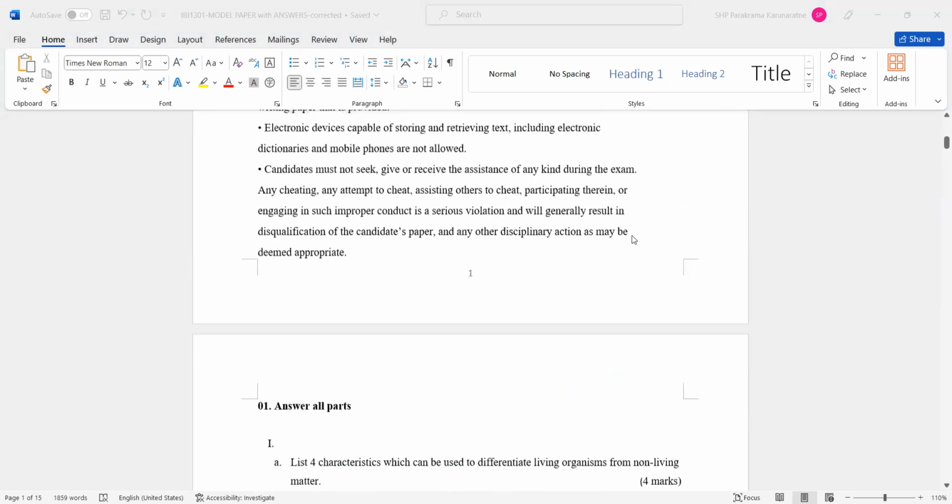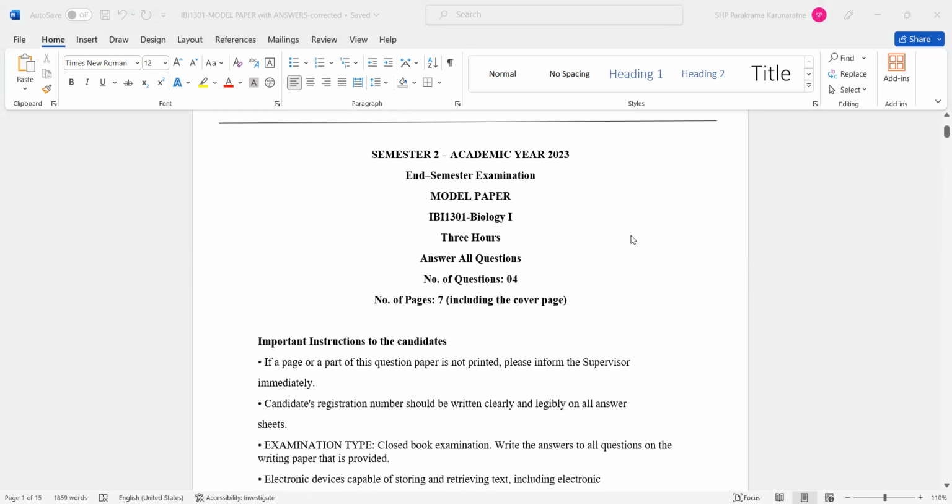If you don't have any questions, we can stop this session. The actual paper is also going to be something like this, in the same structure. So it is not going to be difficult. I don't think it is going to be difficult for you. It's something similar to this model paper.